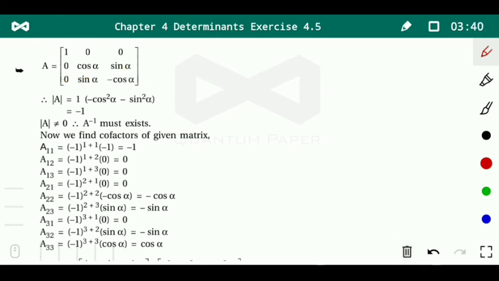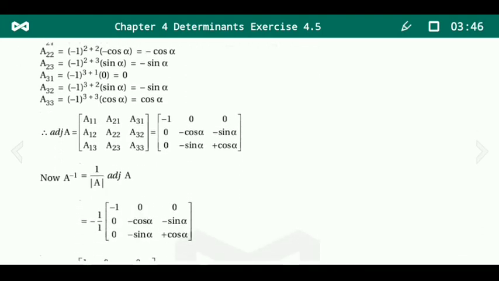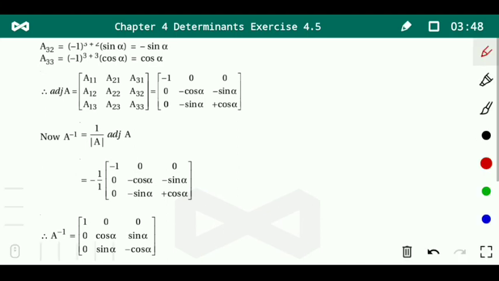Now simply we have to put the values of all cofactors into the adjoint of A. Is it clear? So the adjoint of A is given by, I will write it column-wise, A11, A12, A13, denoted by capital letters, then A21, A22, A23, A31, A32, A33, which equals minus 1, 0, 0, 0 minus cos alpha minus sin alpha, 0 minus sin alpha cos alpha.